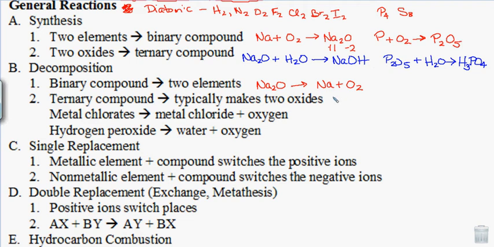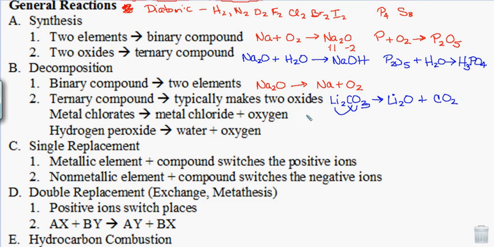The same is true if you go the other way. So let's say, for example, that you had lithium carbonate. So a ternary compound, oops, that should be a 3. You're going to break it down, you're going to create 2 oxides. So one of the oxides needs to be lithium with oxygen, the other one needs to be carbon with oxygen. So lithium with oxygen would be Li2O. Carbon with oxygen would be CO2.